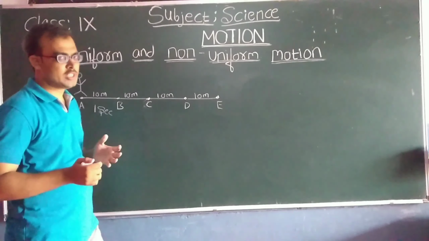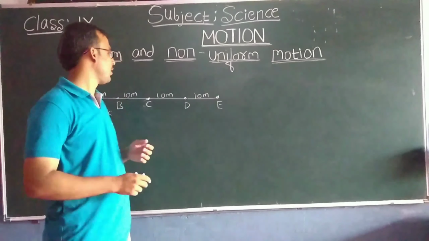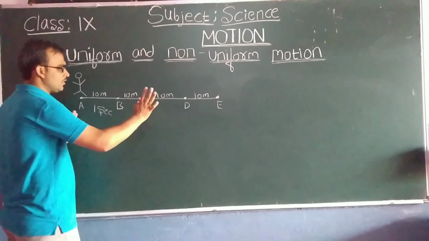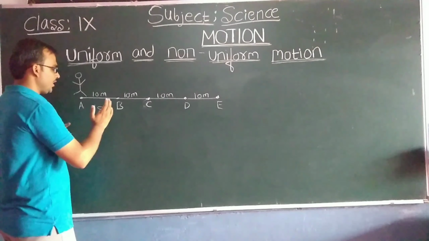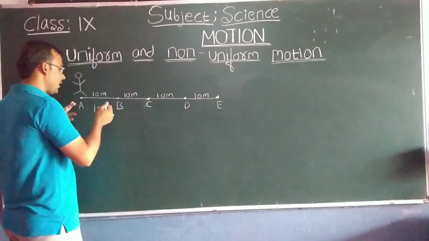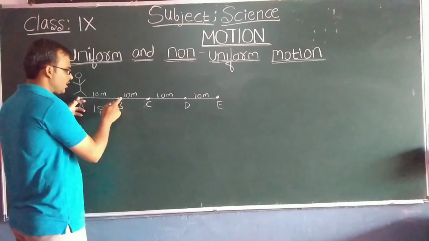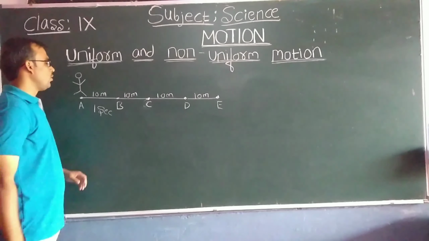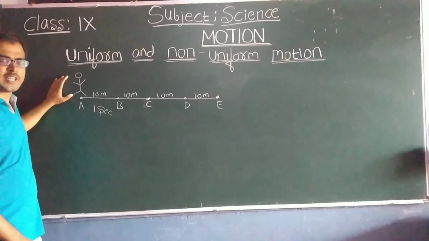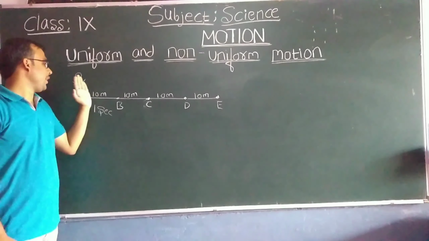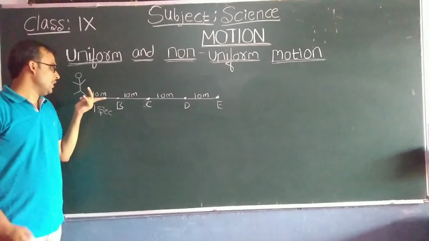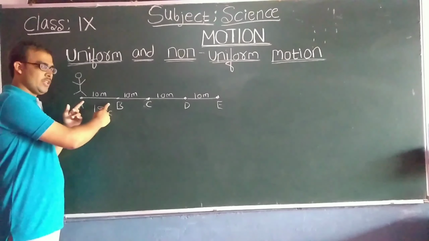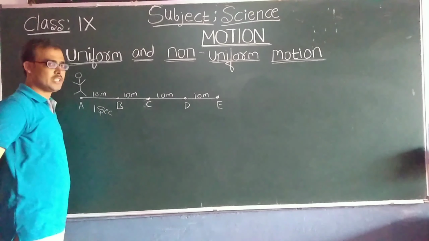Now we shall see what is meant by non-uniform motion. Look at here, students. As I told you, this is a straight road, and I have made some points, that is A, B, C, D, E. Once again, the distance between two consecutive points is 10 meter. Now the man is at A, standing there. To move from A to B, the length of each section between two consecutive points is 10 meter.